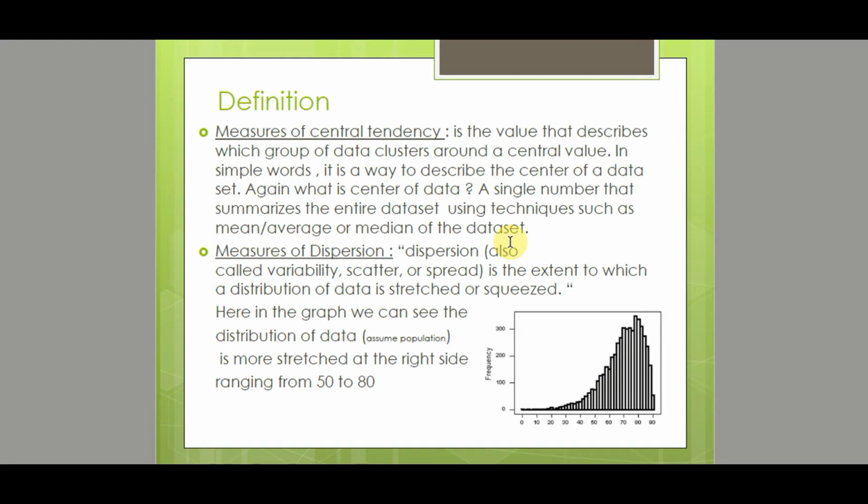Measures of dispersion. Dispersion, also called variability, scatter, or spread, is the extent to which a distribution of data is stretched or squeezed. Here in the graph, we can see the distribution of data. Assume the population is more stretched at the right side, ranging from 50 to 80. Let's go further in detail into the types of central tendency.